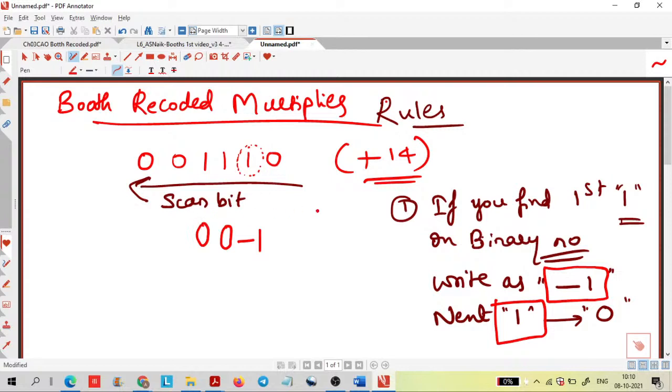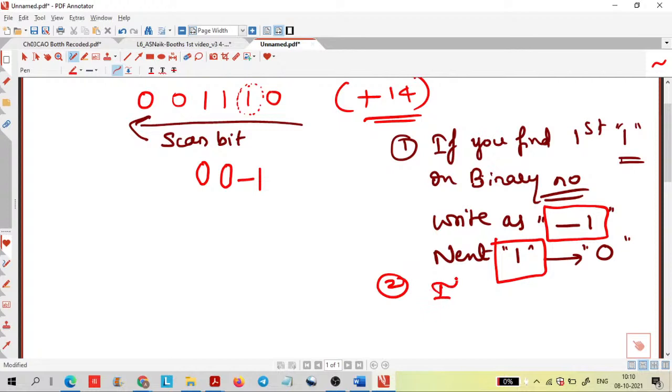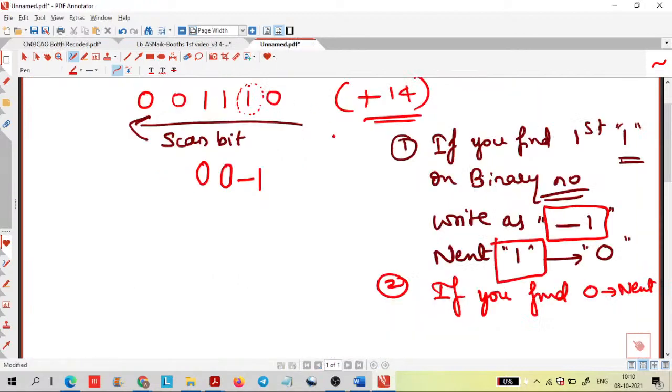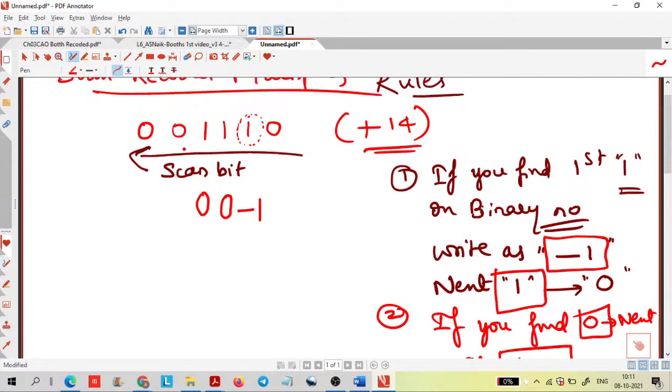Then the second rule: if you find a 0, then write it as +1, and for the next 0, write 0 only. After the first rule, if we find a 0, then you write it as 1, and again if you get the same, then write it as 0. So I will explain once again.